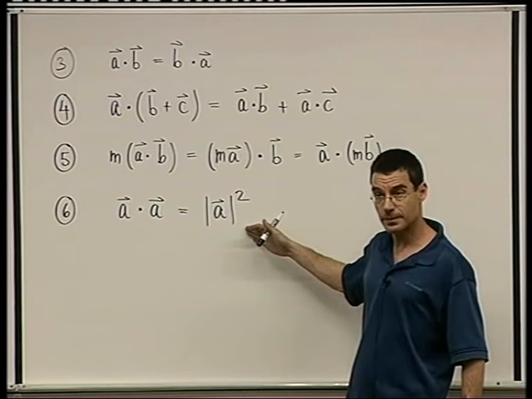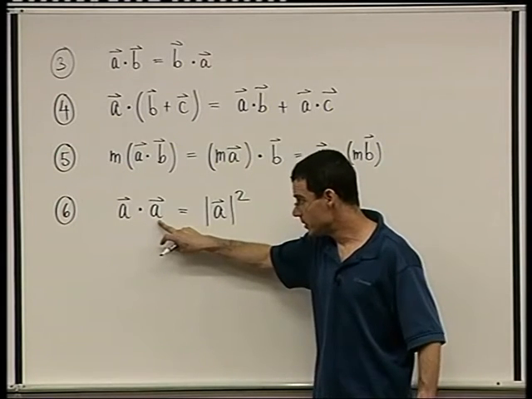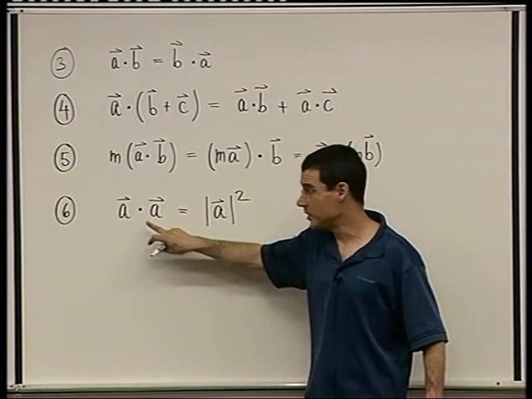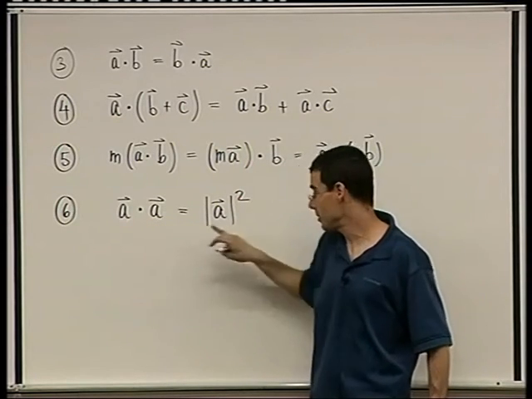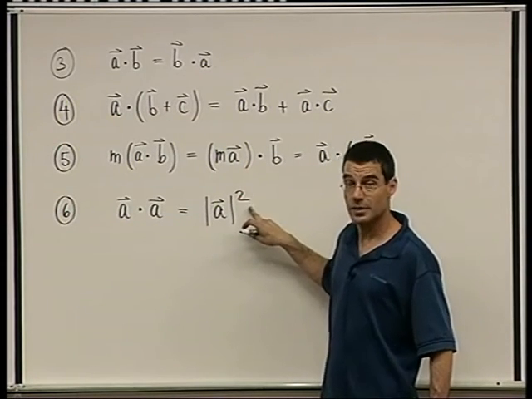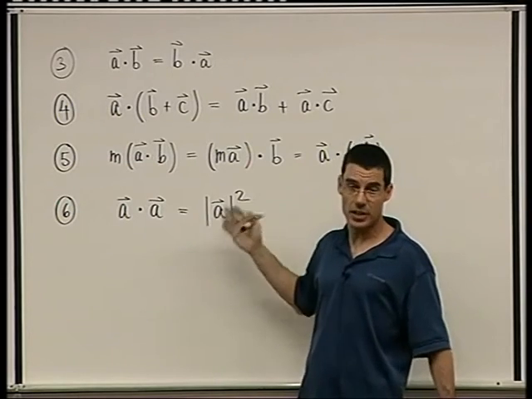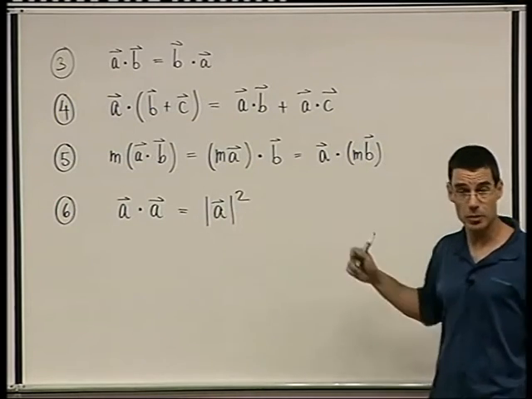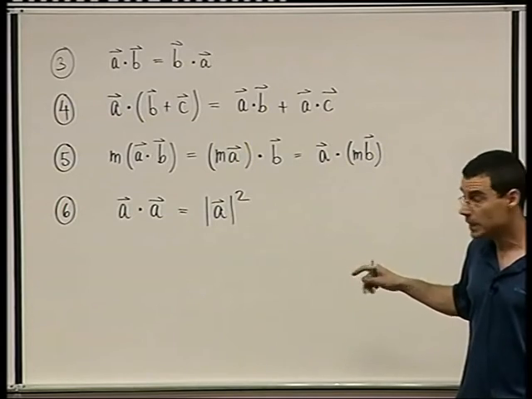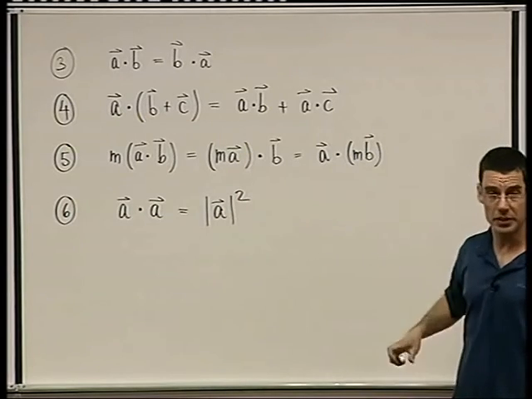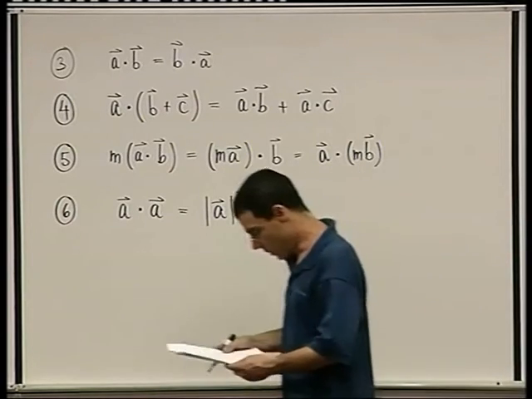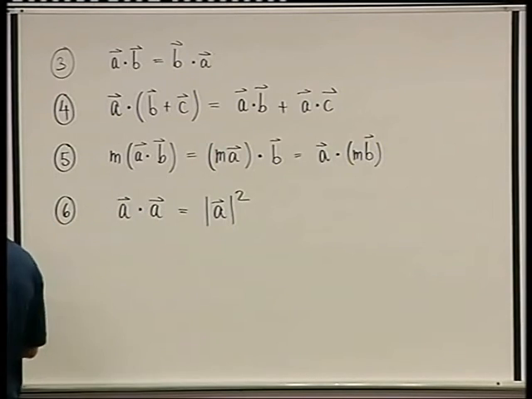Everybody good? So a dot a, by definition of the dot product, is the length of a times the length of a, that's the length of a squared, times cosine of the angle between a and itself, which is 0, hence the cosine is 1. Clear? And this is very useful. We're just going to use it a lot, so I wrote it. Okay, some more properties.